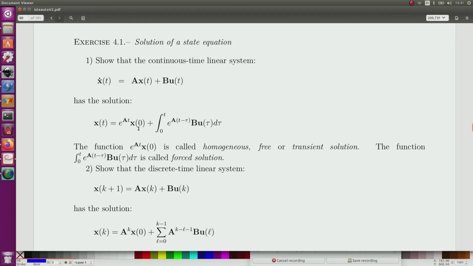The first part of this solution is called homogeneous, or free, or transient solution. And the second part is called forced because of u, and here free because of the initial condition.